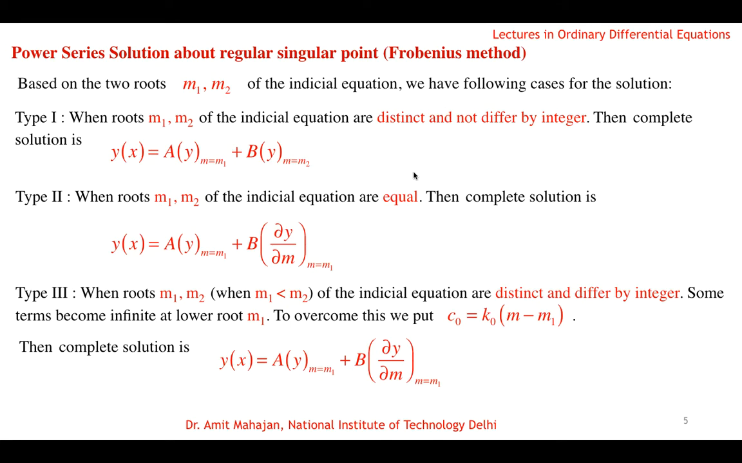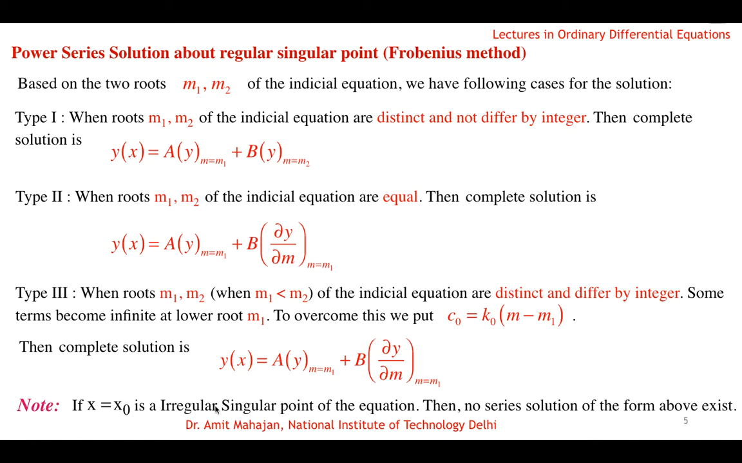If the singular point is an irregular singular point, then no series solution of the form above exists, so we cannot calculate the series solution. You have to remember that we can find the series solution by these methods only if the singular point is a regular singular point.